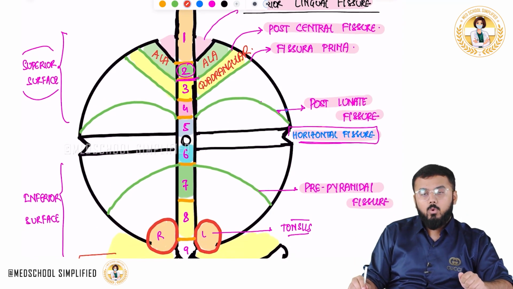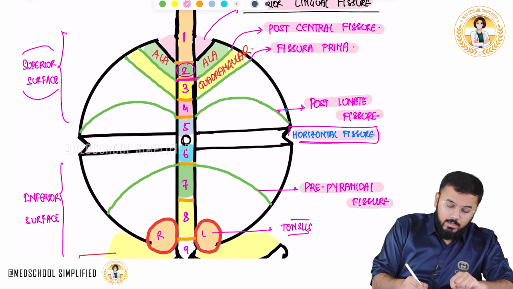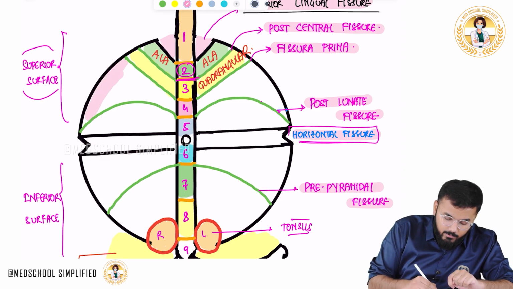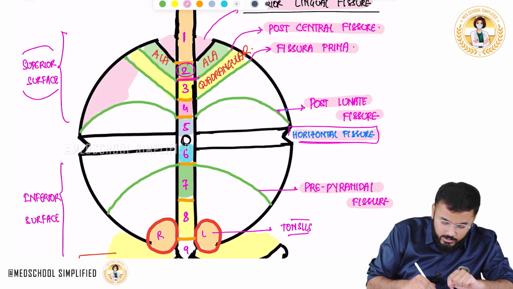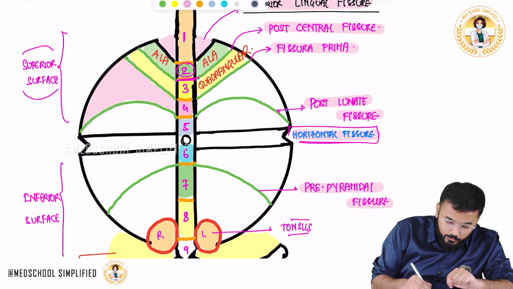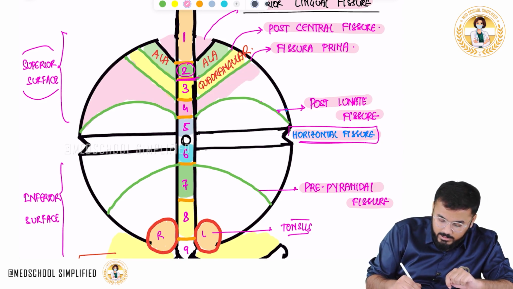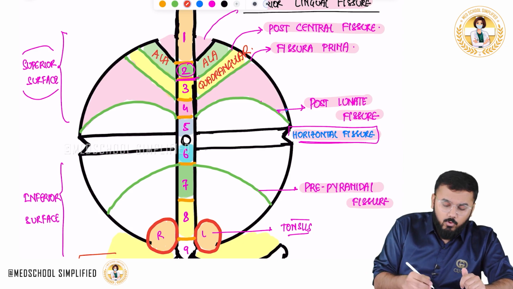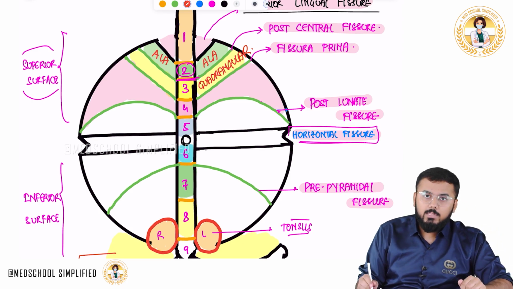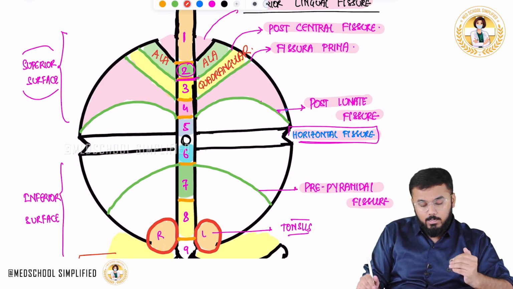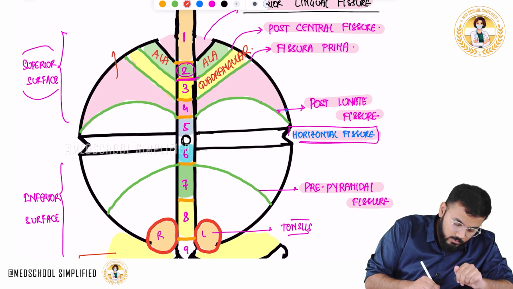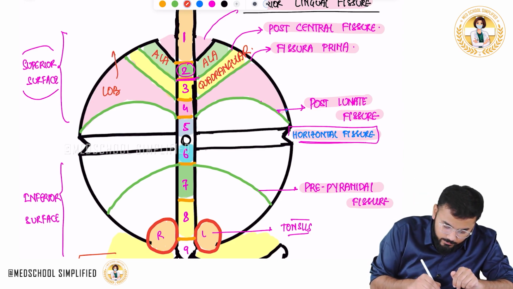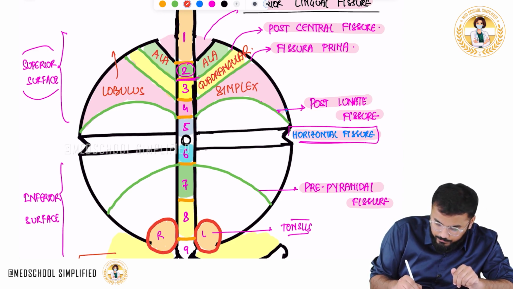This lobe is called the quadrangular lobule. After that, the third important one which we have over here, you see this, right? Where is this present? This is present just adjacent to the fourth lobule. So what is this lobule of the cerebellum called? This lobule of the cerebellum is called lobulus simplex. Let me write it here: this is called lobulus simplex.